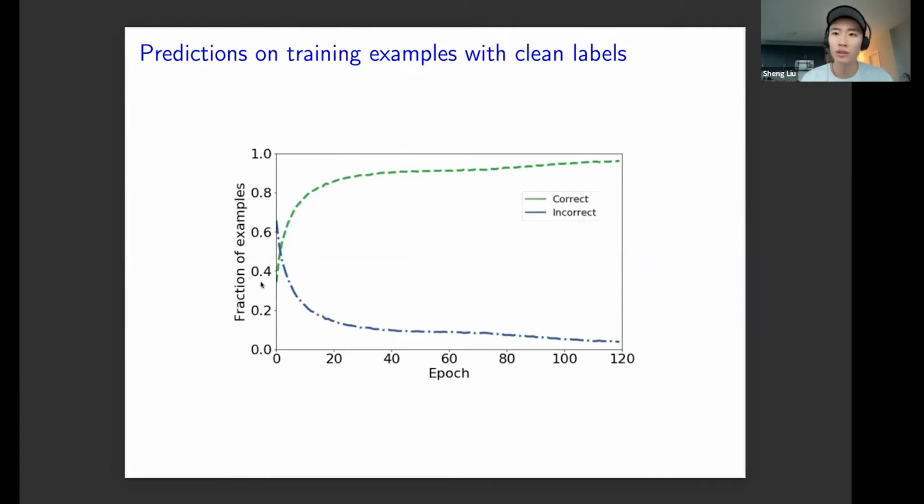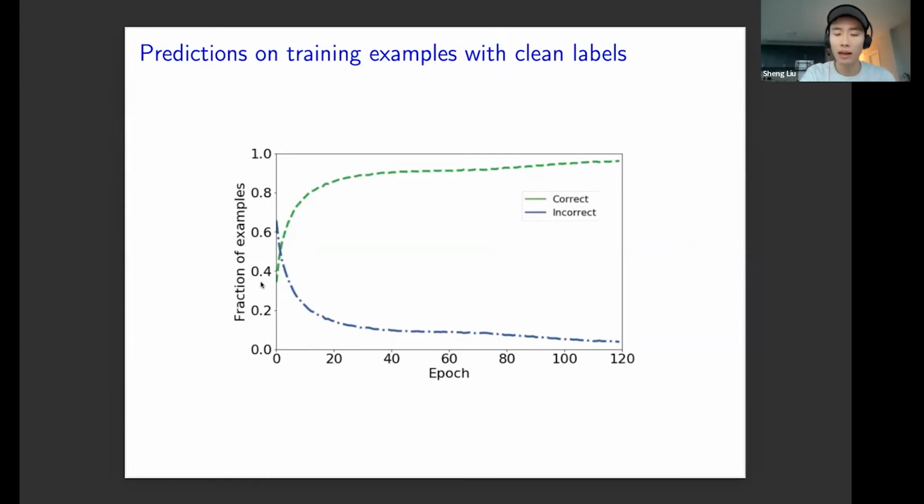But a more interesting part is: how about the examples with wrong labels? What is going on for them? A very naive thought is that, because the models are trained on the wrong labels for those examples, it's very natural to think that a similar graph will look just opposite of this.